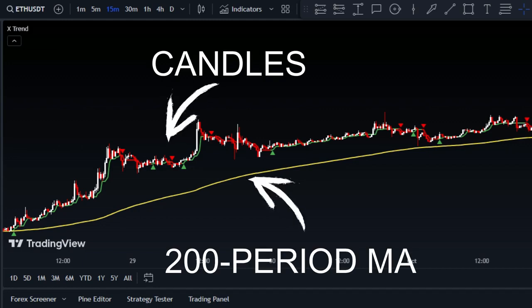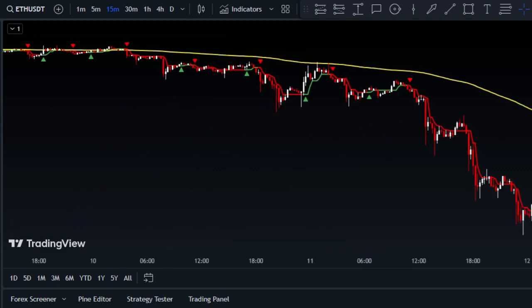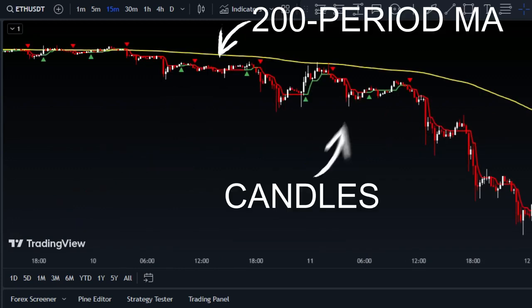That's because the market is showing bullish momentum, and going against the trend would be a risky move. Conversely, when candlesticks form below the moving average, it's prudent to disregard those buy signals. Why? Because the market's leaning bearish, and opening long positions would mean trading against the prevailing market trend.